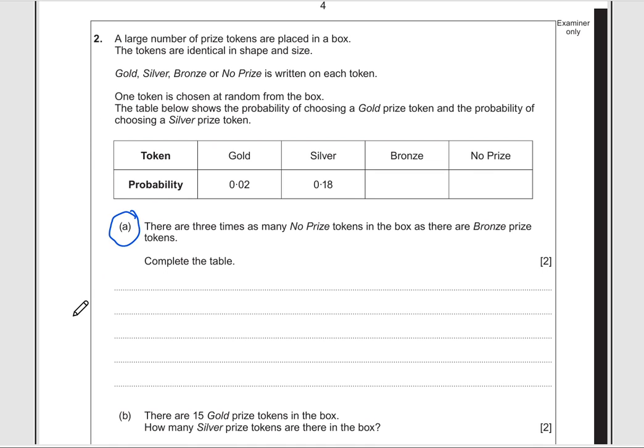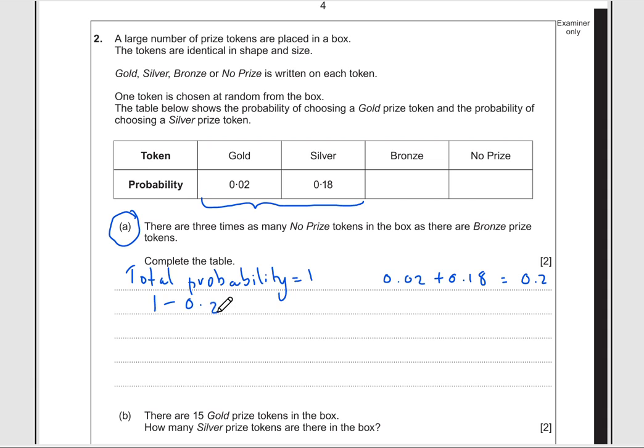Part A tells us there are 3 times as many no prize tokens in the box as there are bronze prize tokens, and we need to complete the table. So we know that total probability adds up to 1. Let's have a look what we've got here. So let's add these two. So 0.02 plus 0.18 is going to give us 0.2. So what have we got left for the remaining two? So 1 subtract 0.2, that's going to give us 0.8.